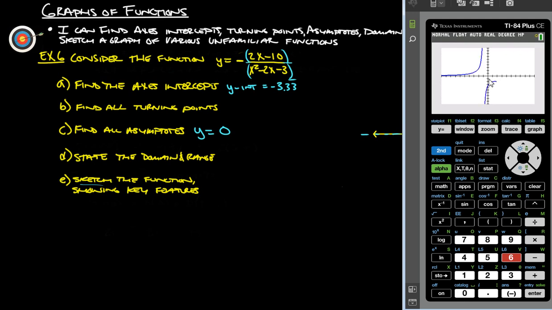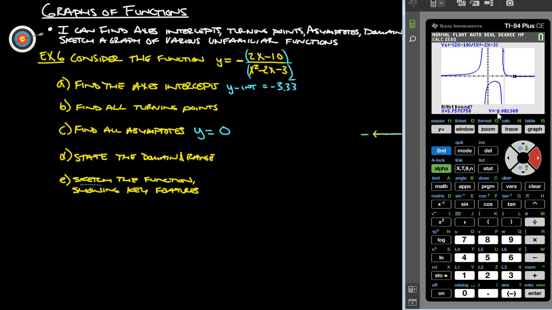Now it does look like there is an x-intercept down here, so let's see if we can find that. Second calculate, and we're going to find the 0. Now we're going to go to the right here. Look, here our y is positive. It says left bound, so we want to get this to the left before it crosses through the axis. I'm just going to push enter for right now, and then I'm going to push to the right here.